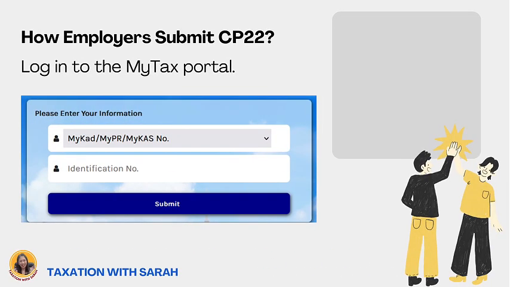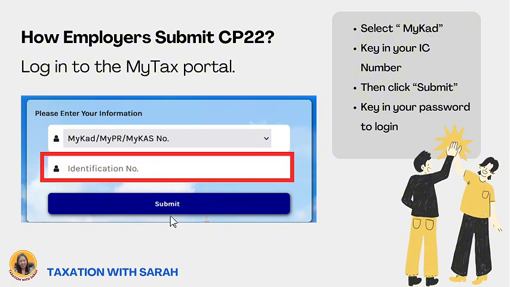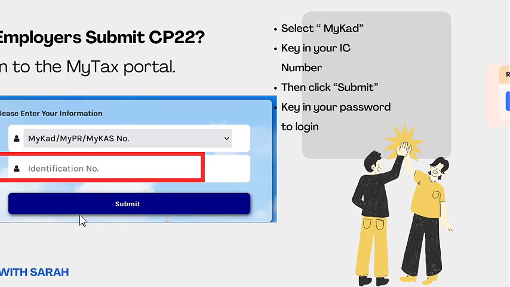Now let's go through the steps. First, log into the MyTax portal. Select your ID type, usually MyCAD. Enter your ID number, click Submit, then key in your password to access your account.